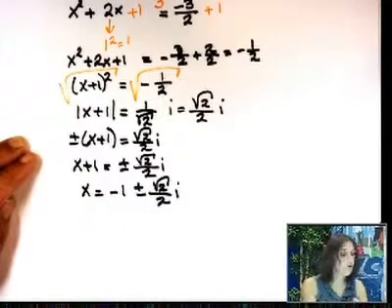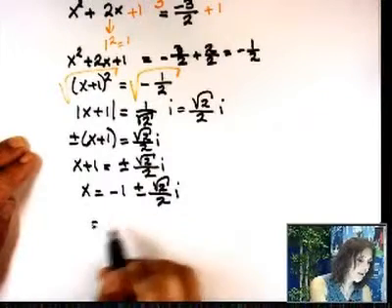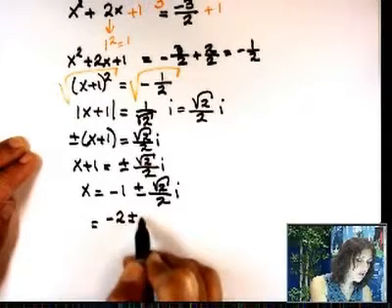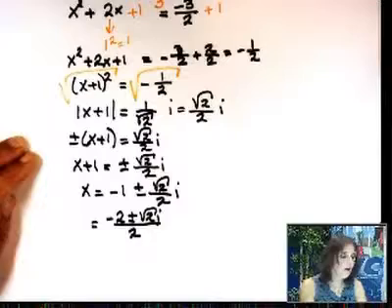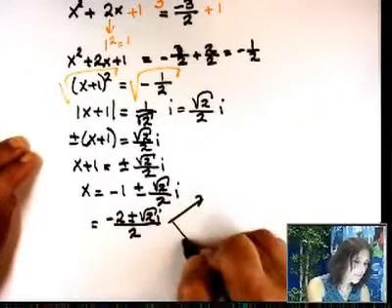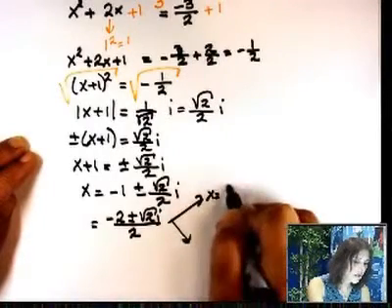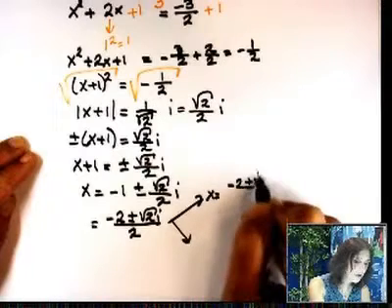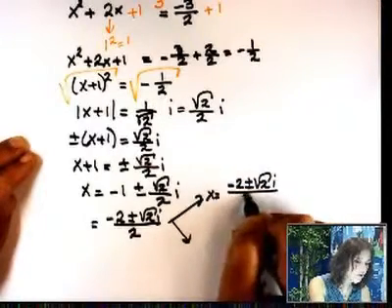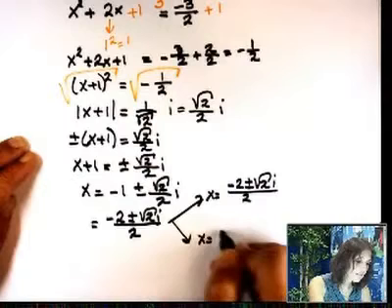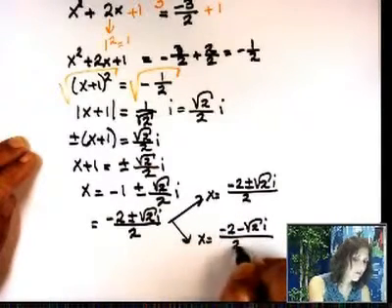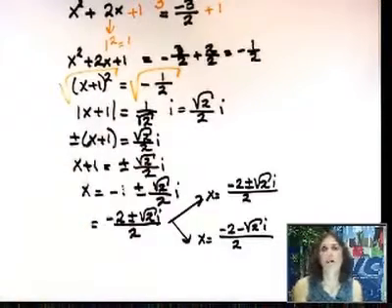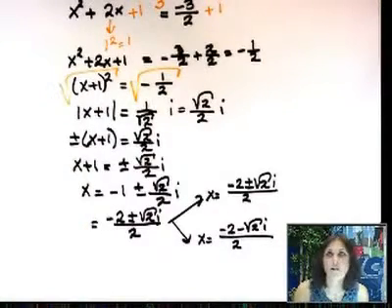You can actually put it in the same denominator if you want. -2 plus minus rad 2 i over 2. Okay, what does that mean? x equals -2 plus rad 2 i over 2, or x equals -2 minus rad 2 i over 2. All right, so this is the end of this section.